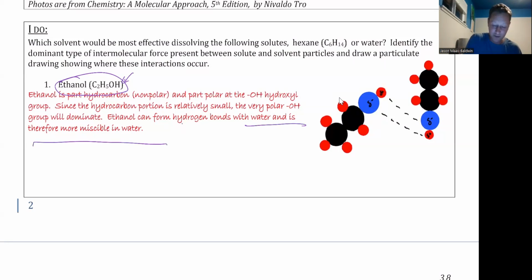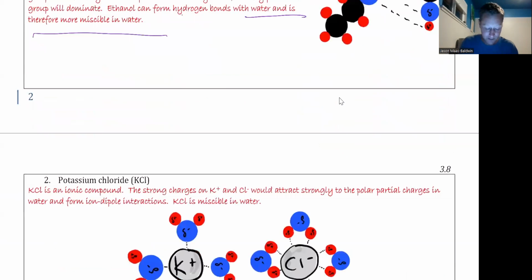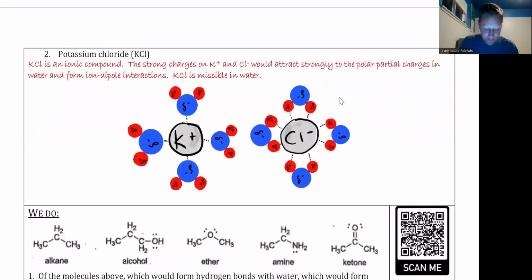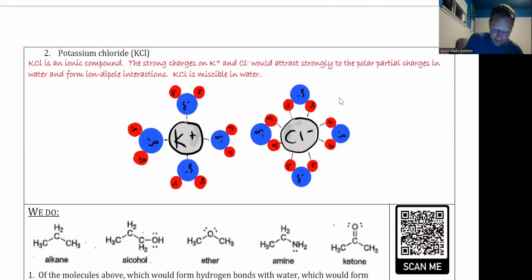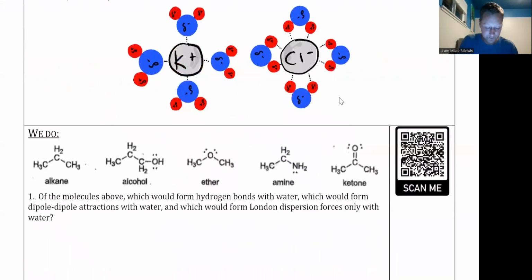And so it'd be way more miscible in water than a non-polar solute such as hexane, because hexane would only exhibit dispersion forces. Okay. And then if we have an ionic compound like KCl, ionic is just really, really polar. So ionic solutes are always going to dissolve in polar solvents such as water way better than in a non-polar solvent.